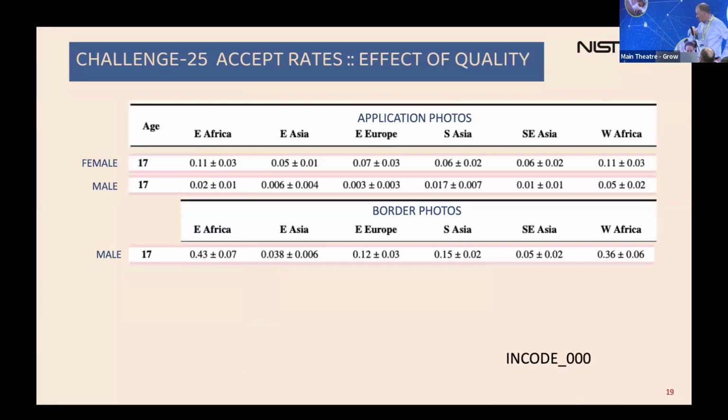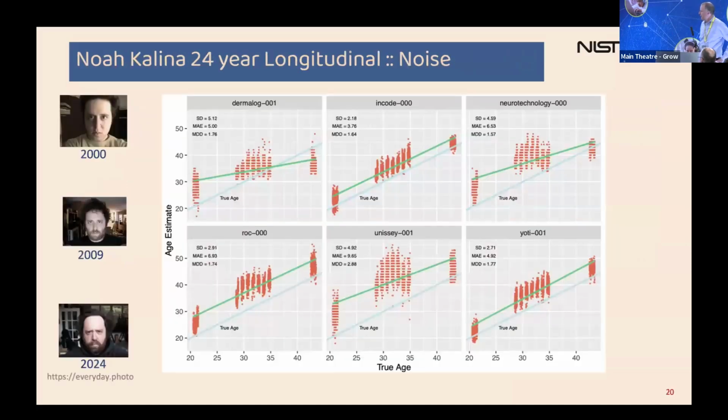Now, this is an artist out of New York City who took his own photo every day for 25 years, and he continues to do this. This has been written up in lots of newspapers, and there's a website at the bottom left-hand corner, everyday.photo. We bought the photos from the artist, and over certain 6-month ranges, you can see his true age on the horizontal axis here. And we gave it to 6 different age estimation algorithms, and we said, how old is he?